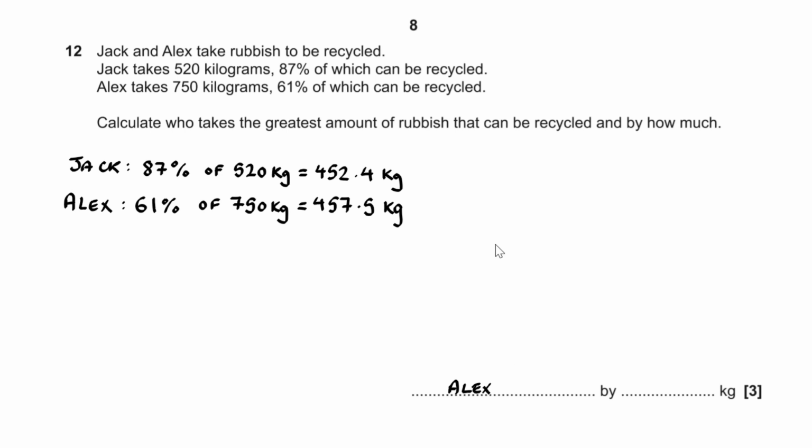And if we determine by how much, we have 457.5 take away 452.4, which is 5.1. So we've got Alex by 5.1 kilograms.